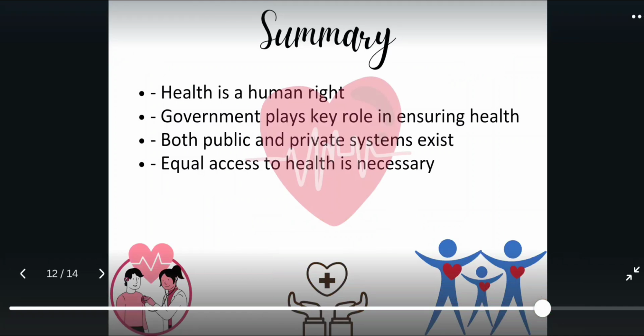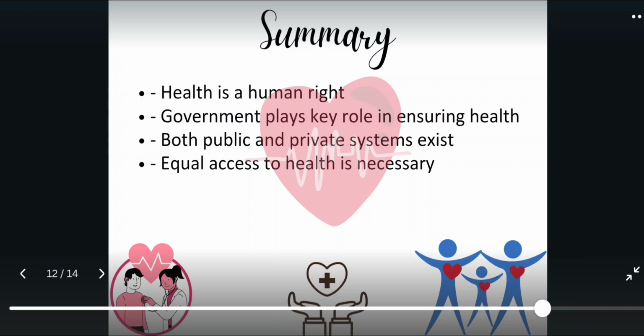Okay, so we have come to the end of the lesson, and while summing up, I just want to let you know that health is a human right. No one here can tell you that no, you cannot be healthy, you cannot take up the service, or can stop you from having a clean and fresh environment. It's your right. Government plays a key role in ensuring health. So there are numerous kinds of schemes, there are medicines, there are vaccines that government has. Make sure that you make yourself aware about these things, not just for yourself but for your family members.